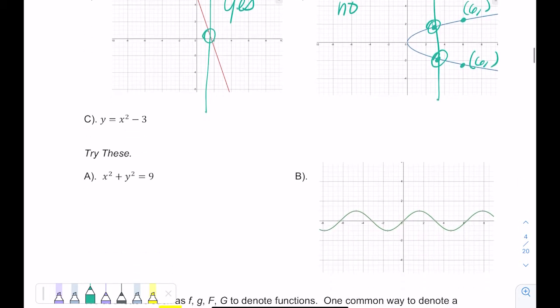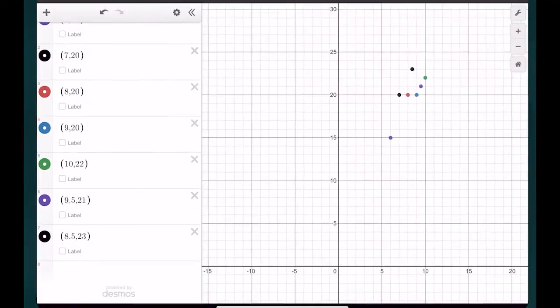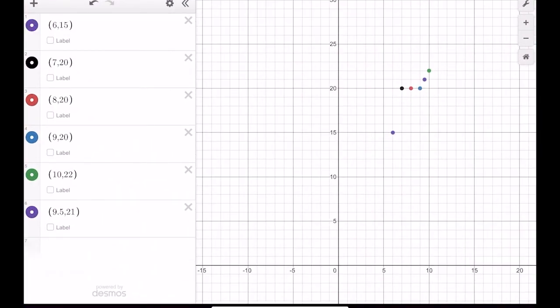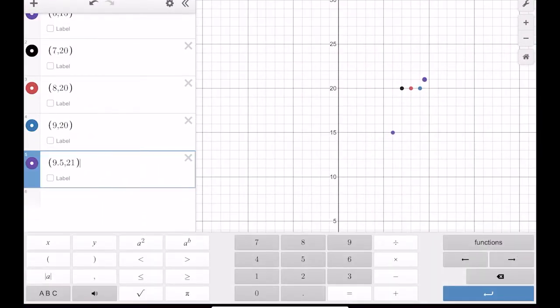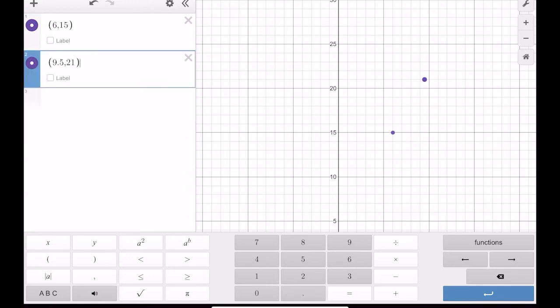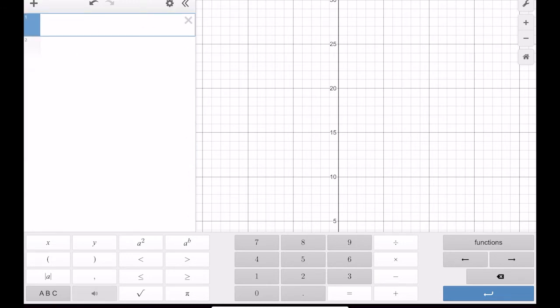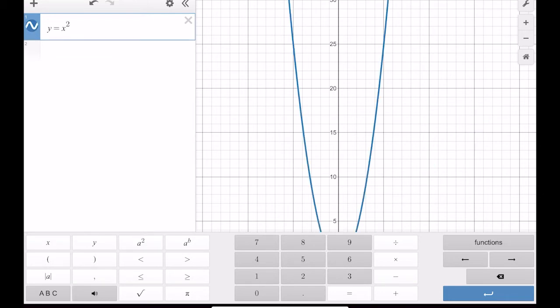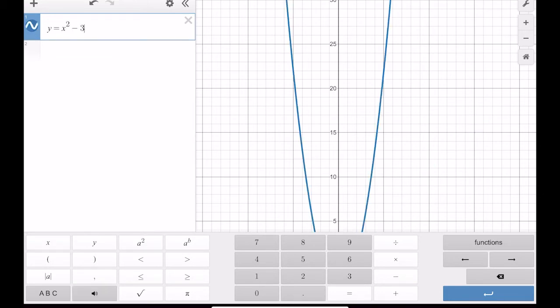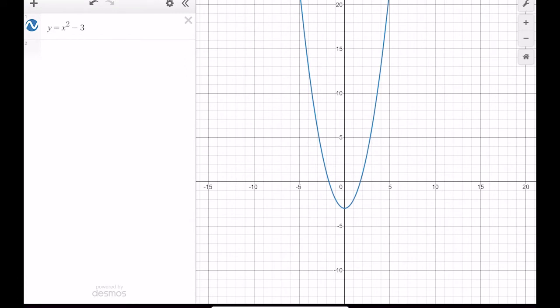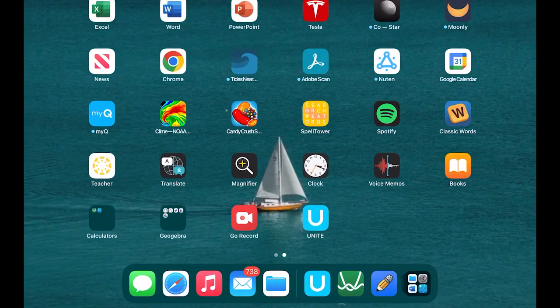In letter C, if you graphed y equals x squared minus 3, if you don't know what that looks like, it's x squared, and that is a parabola. So if we type in y equals x squared minus 3, if you were to draw a vertical line anywhere through the parabola, it would go through in at most one place. So that is a function.